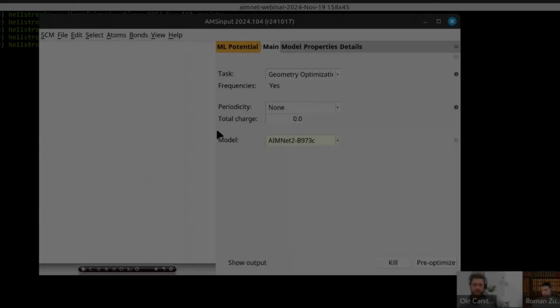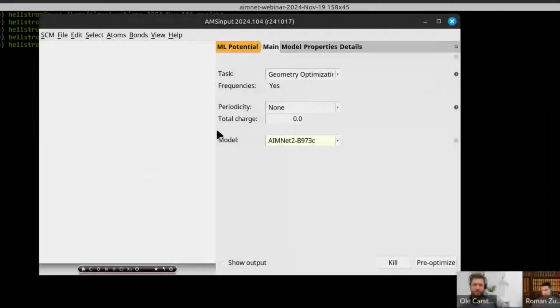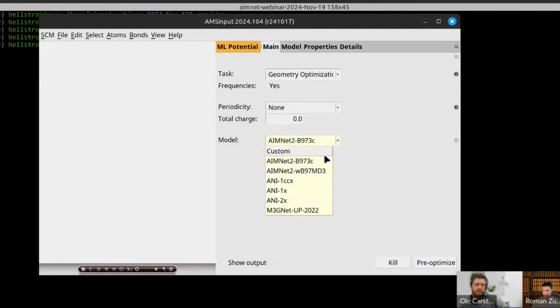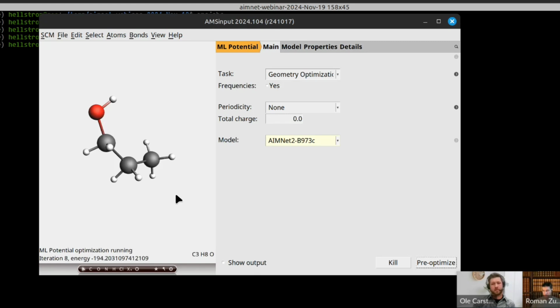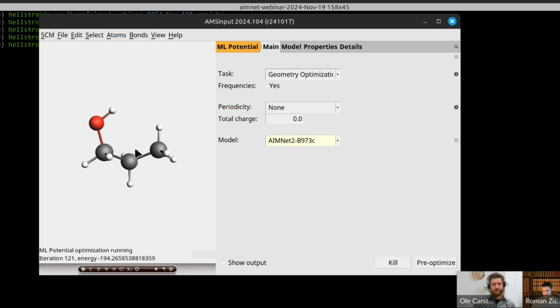Thank you. Yeah, my name is Matti Hallström. I work as the product manager at SCM, and I will just do a quick demonstration. Here I have the AMS input GUI, and if you select a machine learning potential, you can select different machine learning models. In AMS 2024, which I'm running here, you can also select these AIMNet2 models. So you can select the model, you can draw a little molecule, and then, for example, click the pre-optimize button. Now this is just running on my laptop. I don't have a GPU, so it takes a little while.